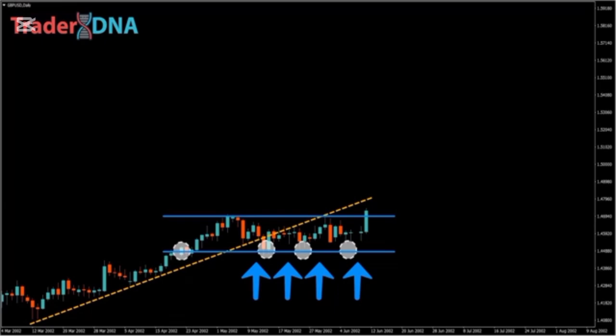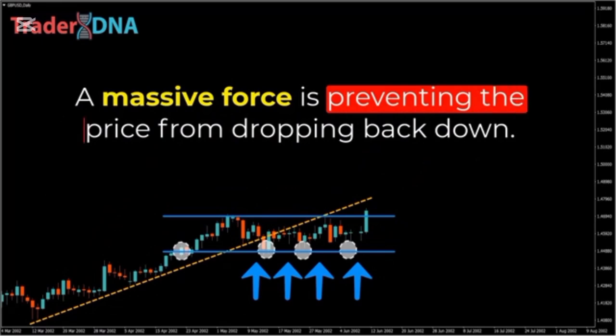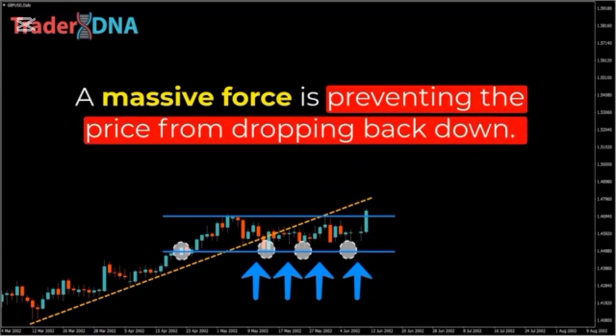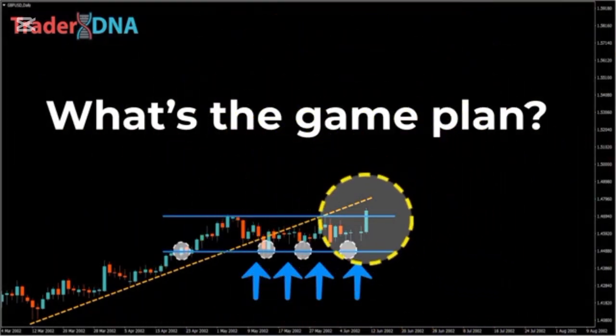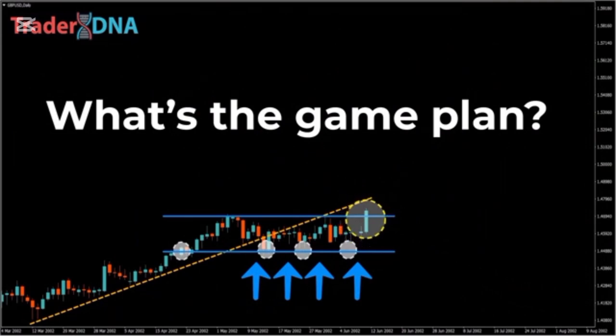Why? Because this sideways movement tells us that a massive force is preventing the price from dropping back down. This is often the work of major institutional players, big banks, hedge funds and professional traders who are holding the market up because they expect prices to go higher. So what's the game plan? Simple. Wait for the price to break above the resistance level of this sideways pattern. That breakout signals the bullish trend is back in full force.